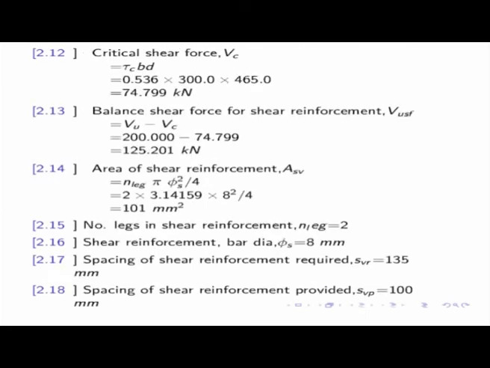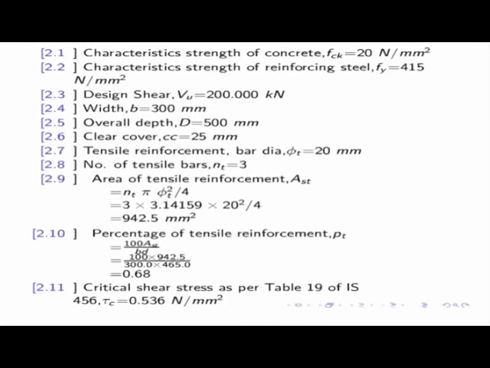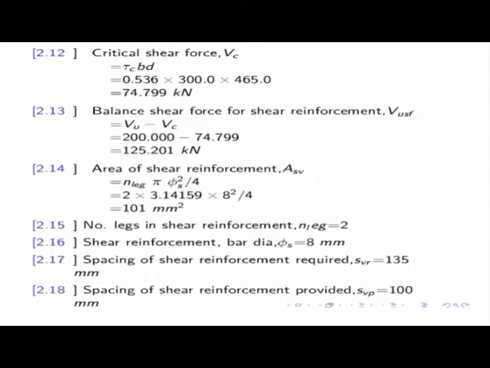So critical shear force Vc equal to tau c bd, this one d is 300, so 74.799 kilonewton. But how much is the shear force? The shear force is 200 kilonewton. That means here the steel, dowel action, aggregate interlock, concrete, whatever we discussed yesterday, all combined, which you can get from table 19 by percentage of steel, is giving here 74.799 kilonewton. That means it can resist up to that.